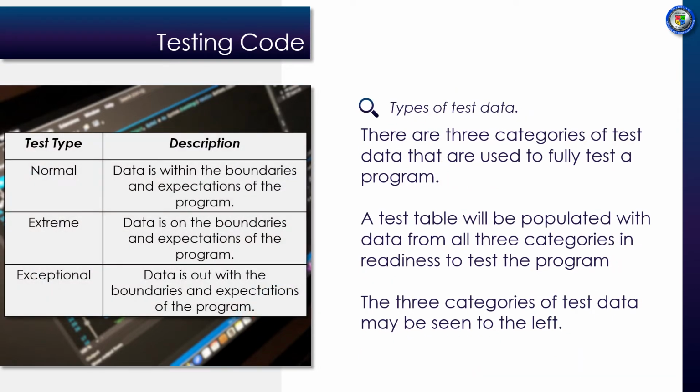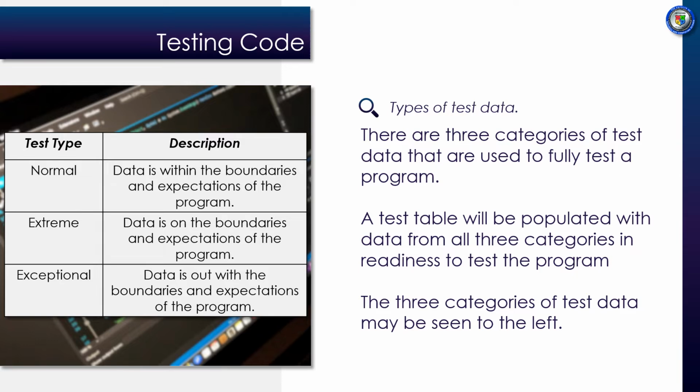There are 3 specific test data categories that are used to test a program. These are normal, extreme and exceptional test data. A test table will be produced and populated with data from these 3 categories.